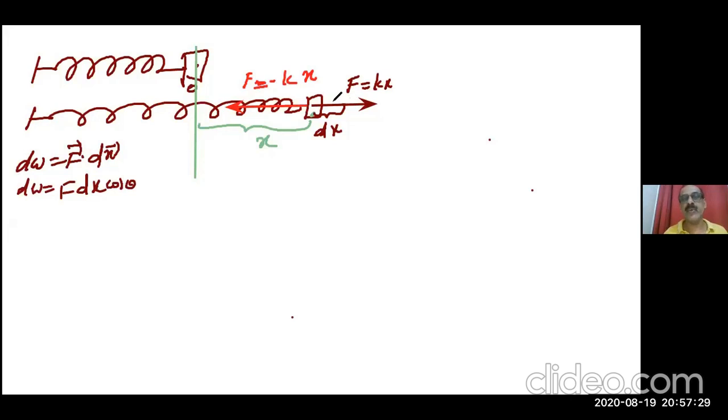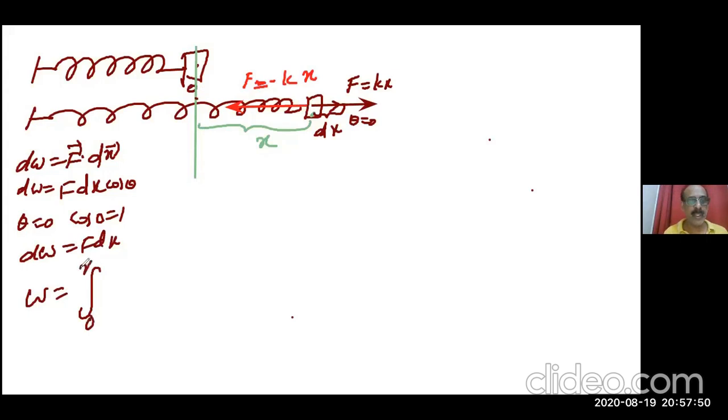Here theta is 0, and cos 0 is equal to 1. Therefore, dw is equal to f dx. Now, total work done in stretching it from 0 to x is the integral of f dx. Then w is equal to the integral from 0 to x, where f is equal to kx, of kx dx.